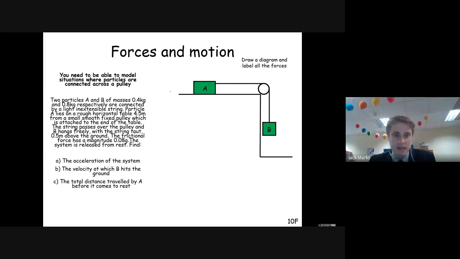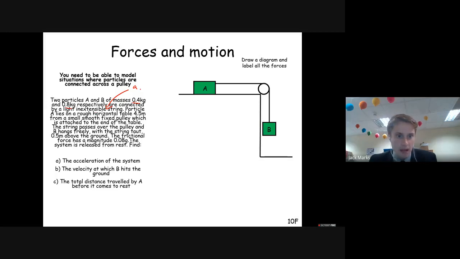Two particles A and B have masses of 0.4 kilograms and 0.8 kilograms respectively. Okay, well, they're masses, so I might need to use them for F equals ma. They have weights as well. I might need to use them for their weights. They're connected by a light inextensible string. Remember, that means that when we find out the acceleration, that's the acceleration for this situation, whether it's block A or block B.